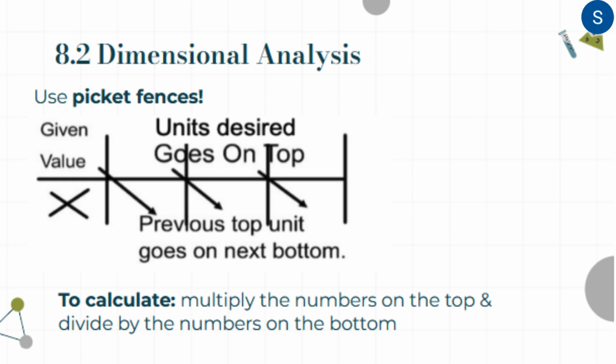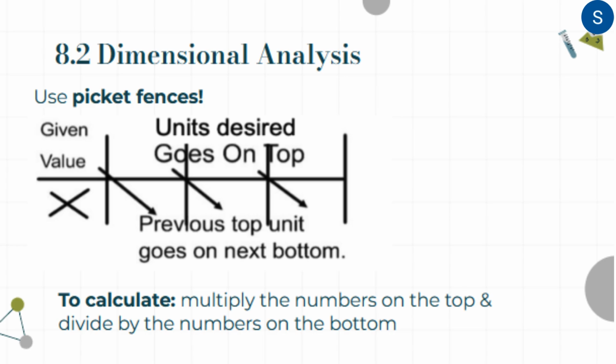A way to think about dimensional analysis is picket fences. This picture gives a brief example on how to set up a conversion equation with the given value and the conversion rate. To set up the equation, you put the given value multiplied by the conversion rate. You write the conversion rate with the units desired, or what you are trying to convert to, as the numerator. To calculate, you multiply the numbers on the top and divide by multiplying the numbers on the bottom.